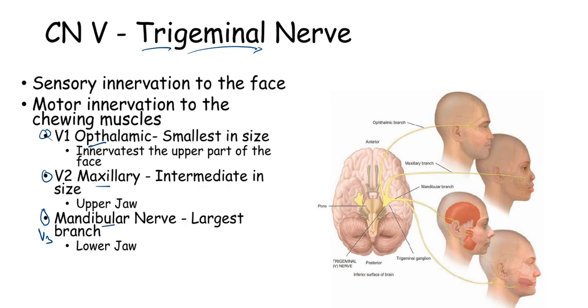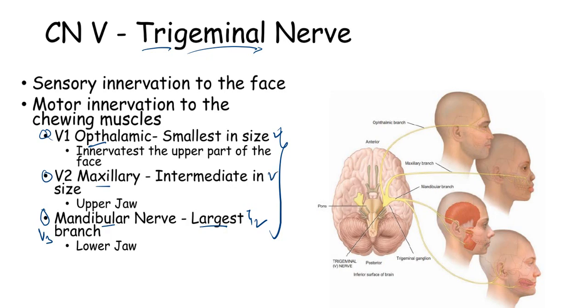Okay, so the largest branch is the mandibular nerve, or the mandibular branch rather. In case, this is also very subject to MCQs. Which of the trigeminal nerve branches is the smallest in size? The ophthalmic. Which one is the largest in size? The mandibular nerve. And which one is intermediate? That's of course the maxillary.